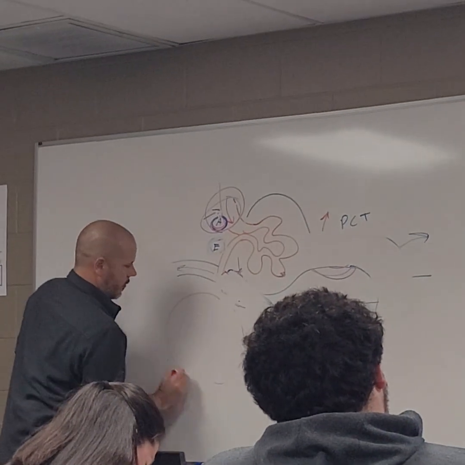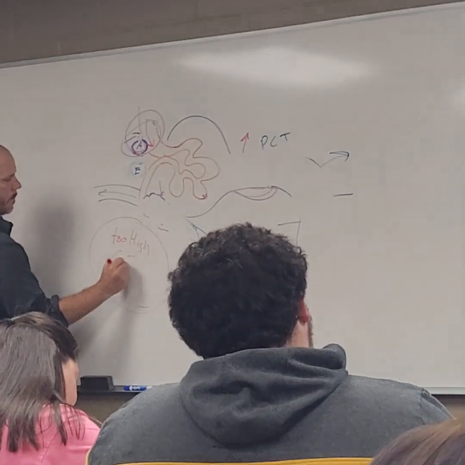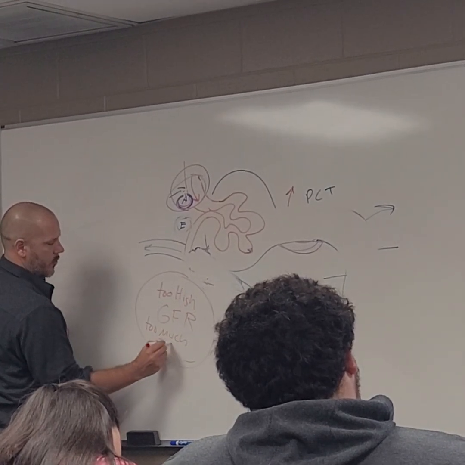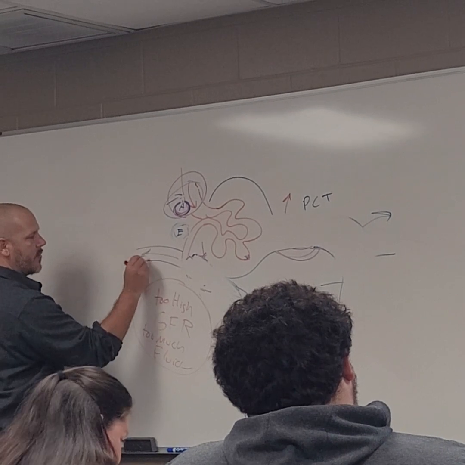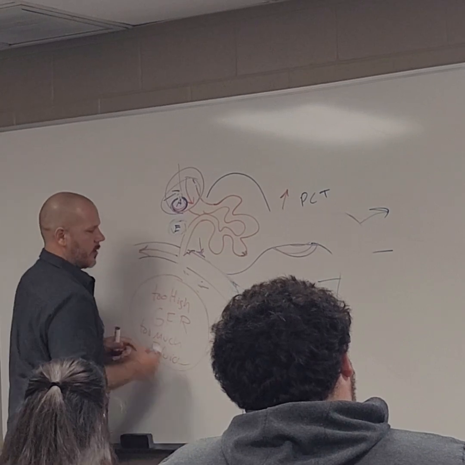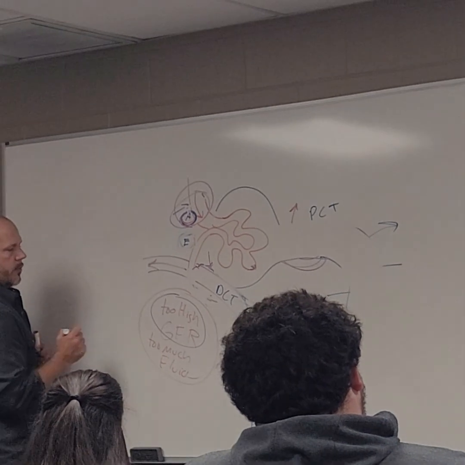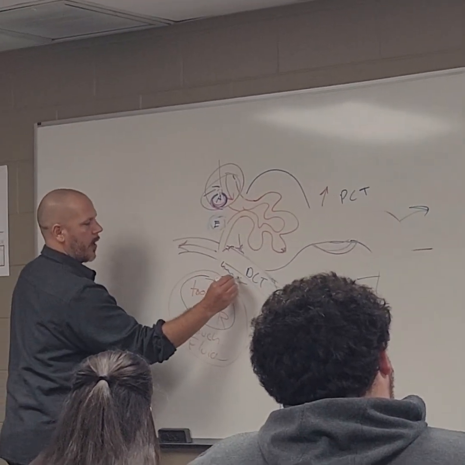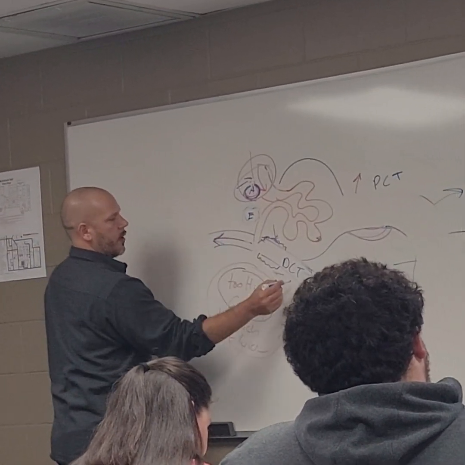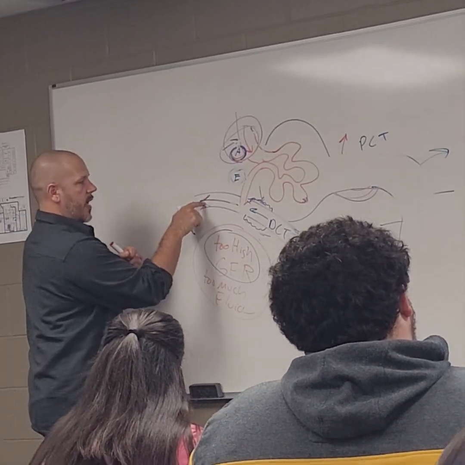So if my GFR is too high, basically all that means is that I have too much fluid passing through that tube, the distal convoluted tube. So let's take stock of that. If my GFR is noted to be too high, and again, detected by the juxtaglomerular cells, then that means I have too much fluid passing through the distal convoluted tube. So I want to reduce that fluid.